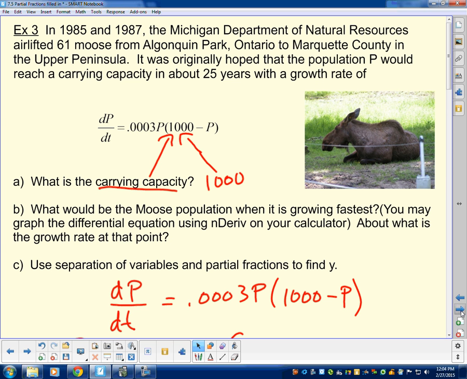In 1985 and 1987, the Michigan Department of Natural Resources airlifted 61 moose from Algonquin Park, Ontario to Marquette County in the Upper Peninsula. It was originally hoped that the population P would reach a carrying capacity in about 25 years. They're modeling the growth rate with the differential equation. Remember, differential equations are rate of change equations. It's dP/dt equals 0.0003 P times 1,000 minus P.